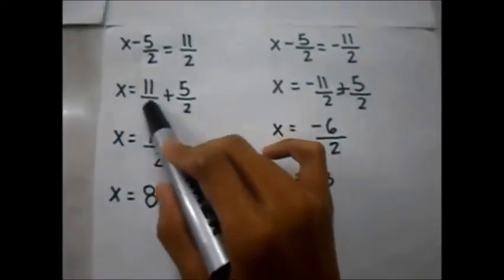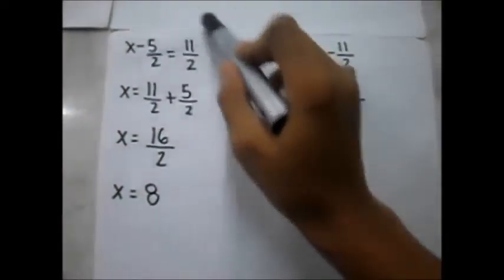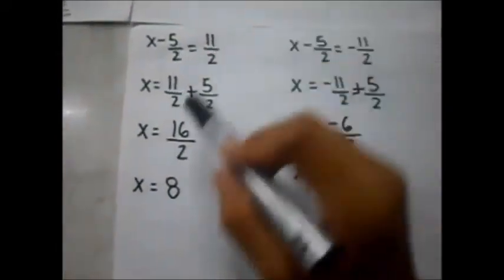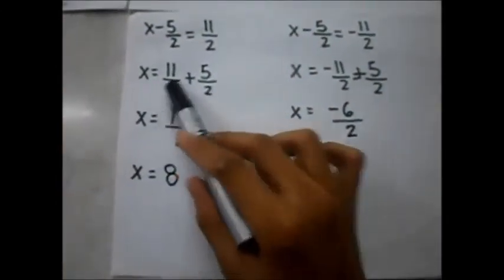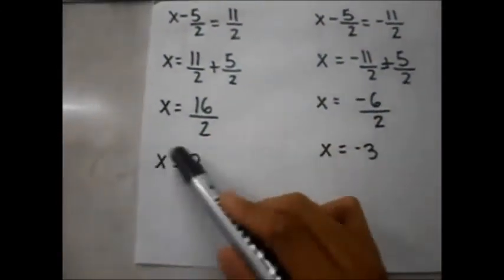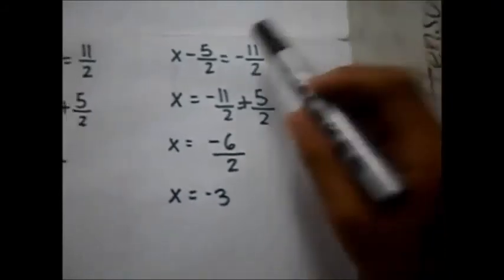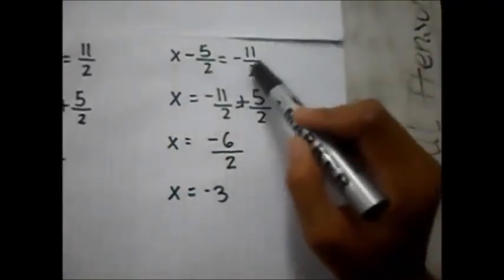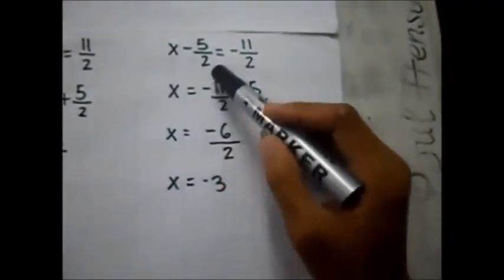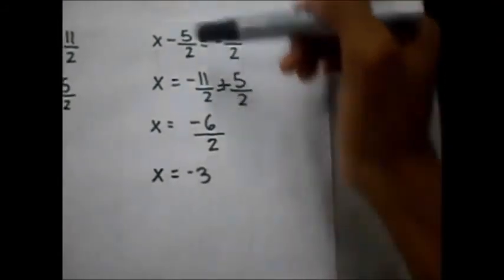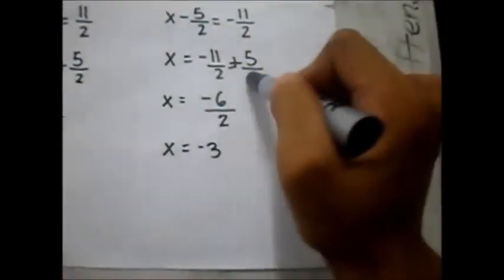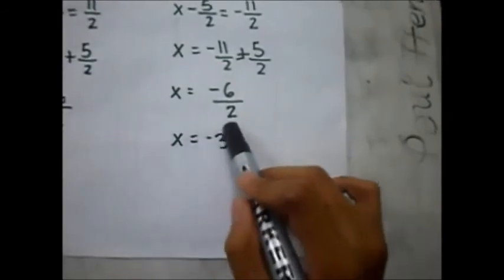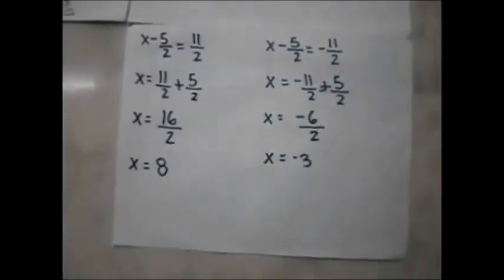Then x equals 11 over 2 plus 5 over 2, because it is transposed to the other side. Then x equals 16 over 2, 11 plus 5 is 16. Then copy the denominator 2. And then the answer x equals 8. And the next equation, x minus 5 over 2 equals negative 11 over 2. Then x equals negative 11 over 2 plus 5 over 2, which is transposed to the other side again. And then x equals negative 6 over 2, negative 11 plus 5 is negative 6, and then copy the denominator. And then x equals negative 3. That is our value of x.